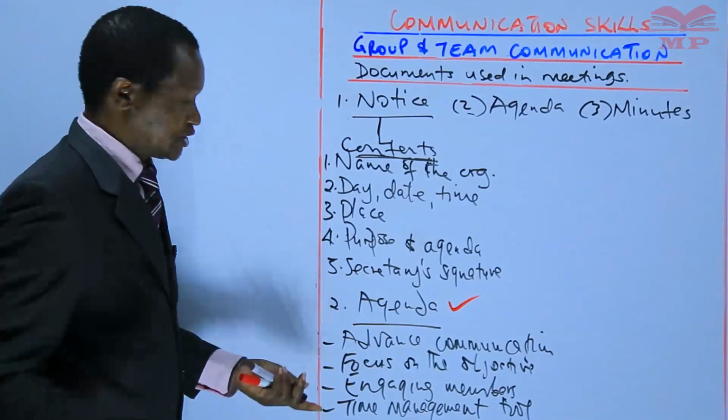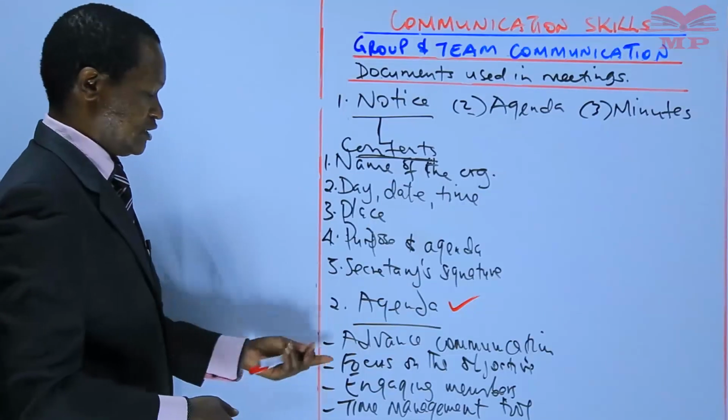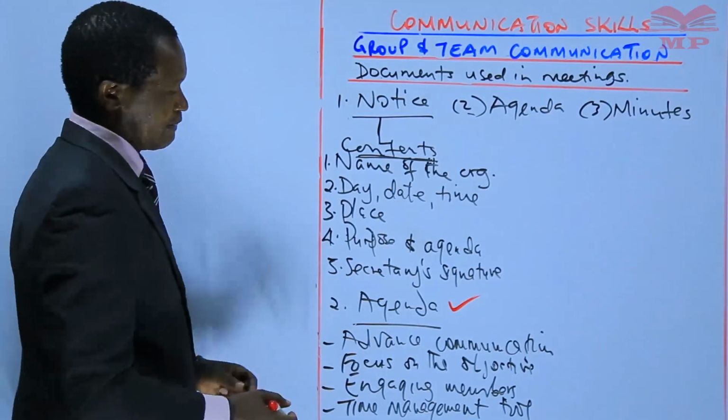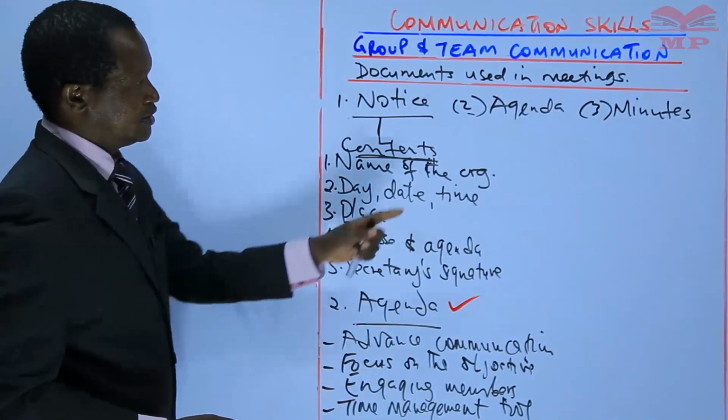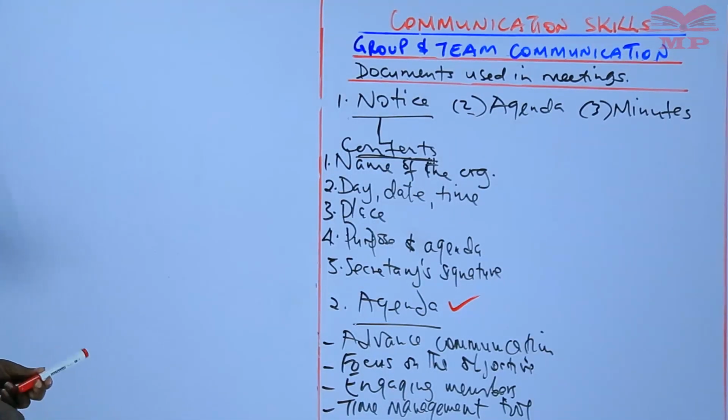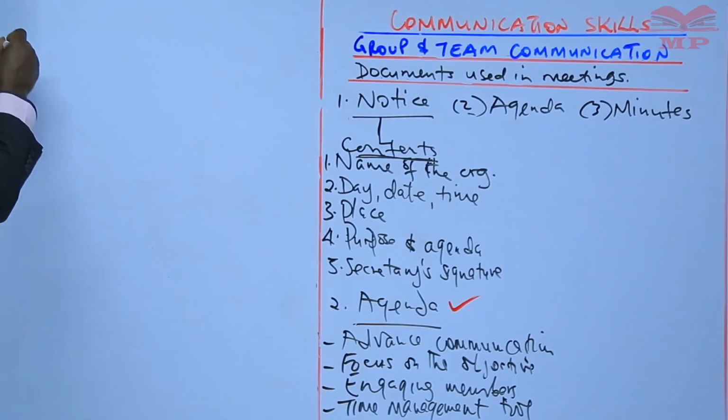So when asked what is the purpose of an agenda, you can give these points here. Agenda. The second document. The third important document is minutes.